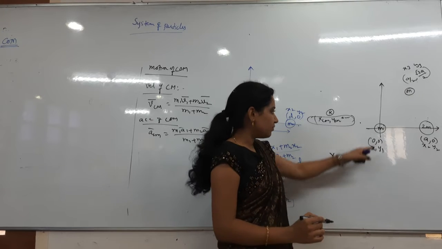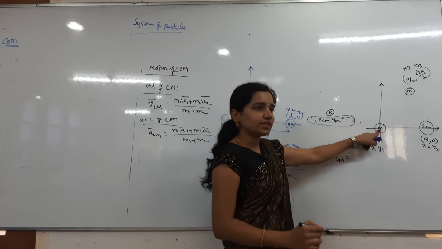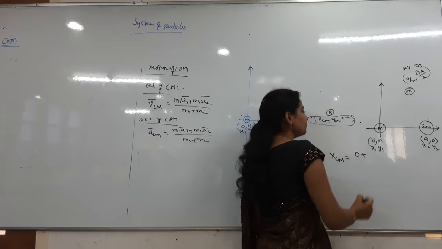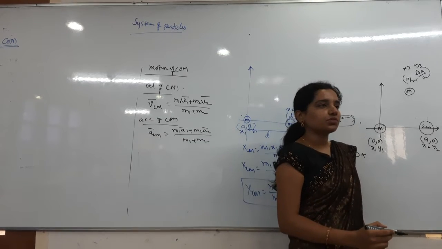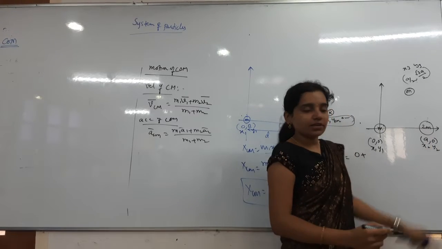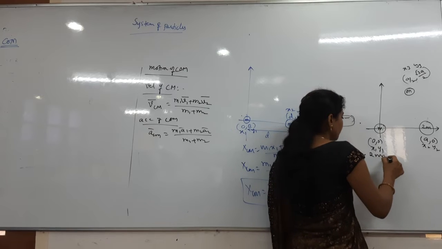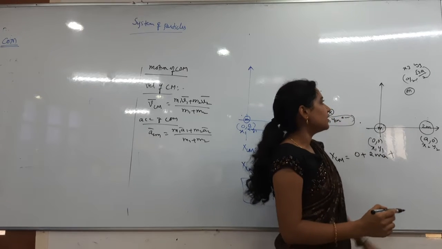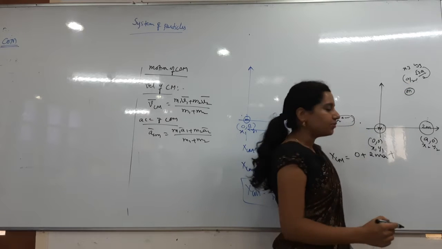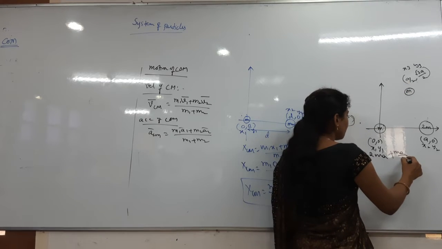m1 x1. m1 is how much here? m1 is m. x1 is how much here? 0. So that first one becomes how much? 0. Second one is m2 x2. m2 is how much here? 2m into x2 value is a. So that only 2ma plus m3 x3. m3 x3 is m and then x3 value is a by 2. So that will be ma by 2.